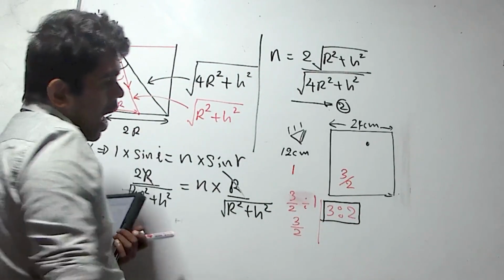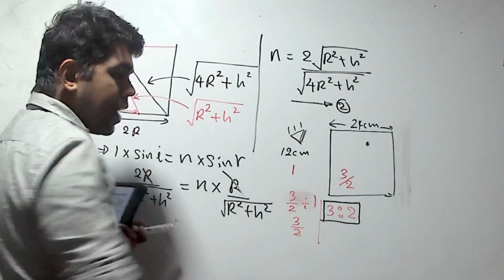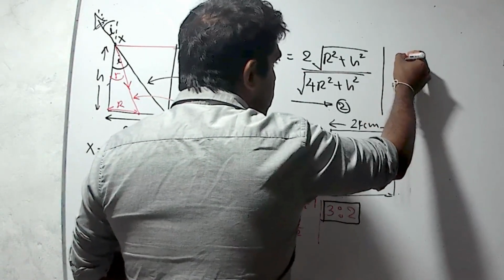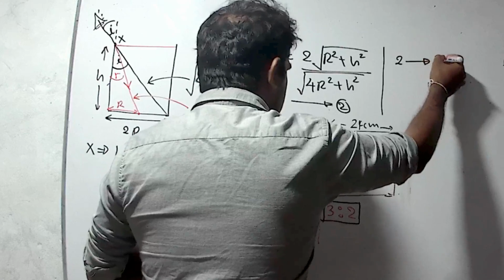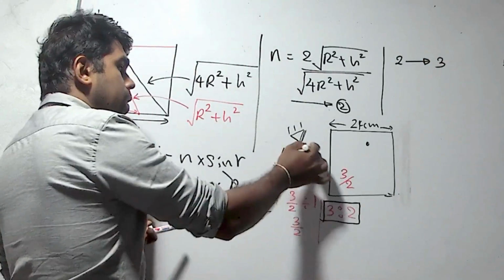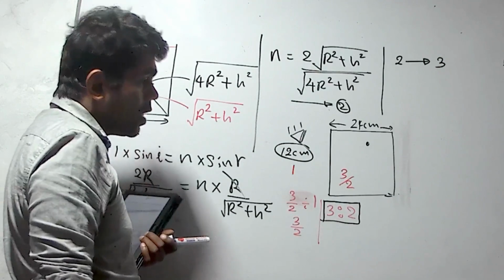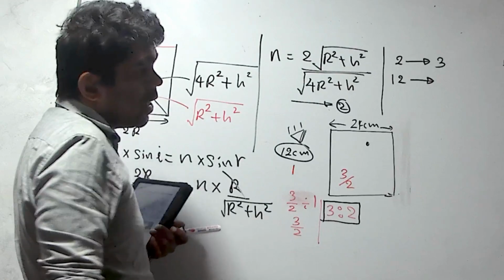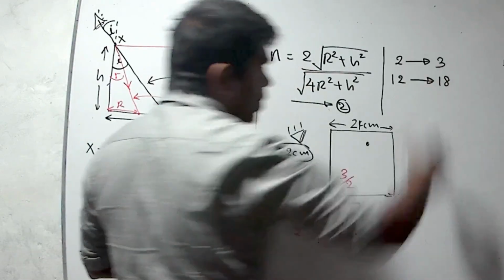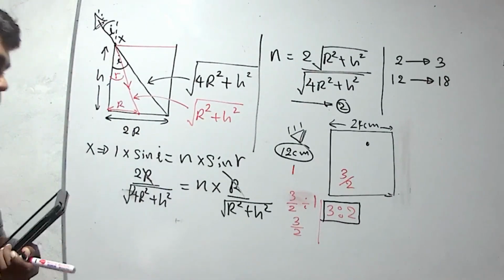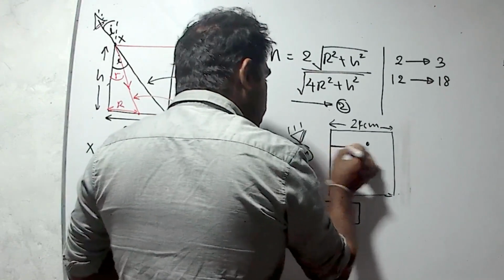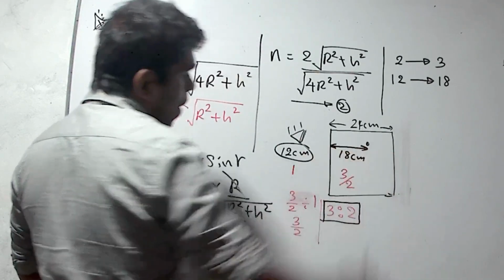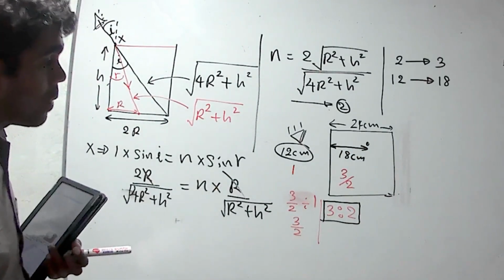If the apparent depth is 2 centimeters, the real depth is 3 centimeters. If the apparent distance is 2, the real distance is 3. But we have been given the apparent distance as 12. It means the real depth should be 18. We can use the proportional method. Then the air bubble should be placed 18 centimeters away.